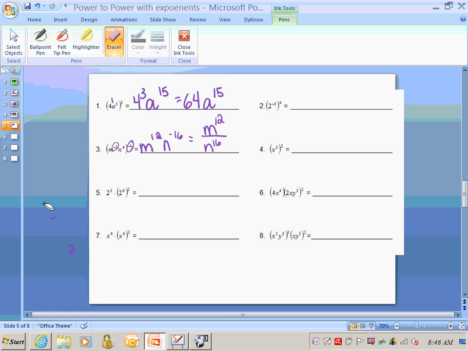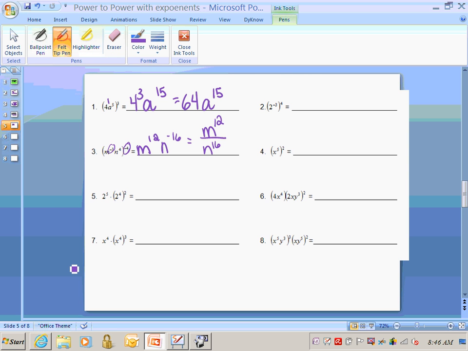Okay, let's go over a few more. Number 5. Was there anything to do here? No, so I have 2 to the 5th times what? 2 to the 8th. Good. Now I have the same base of 2. I'm multiplying. What do I do to their exponents? Add. So I have 13. And we're just going to leave it like that because it'll be a big number.